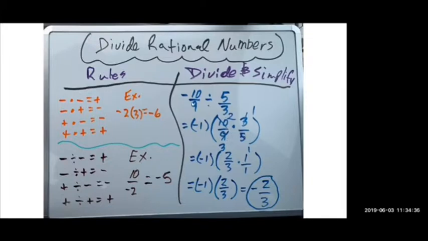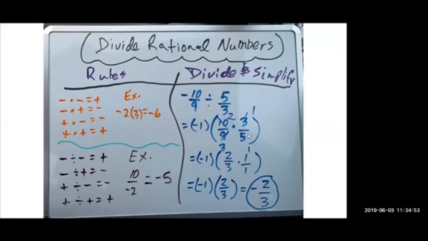Because remember, when you are dividing fractions, you keep the first fraction and change the division to multiplication, and then you flip the second fraction. So instead of writing 5/3, I write 3/5. Okay?